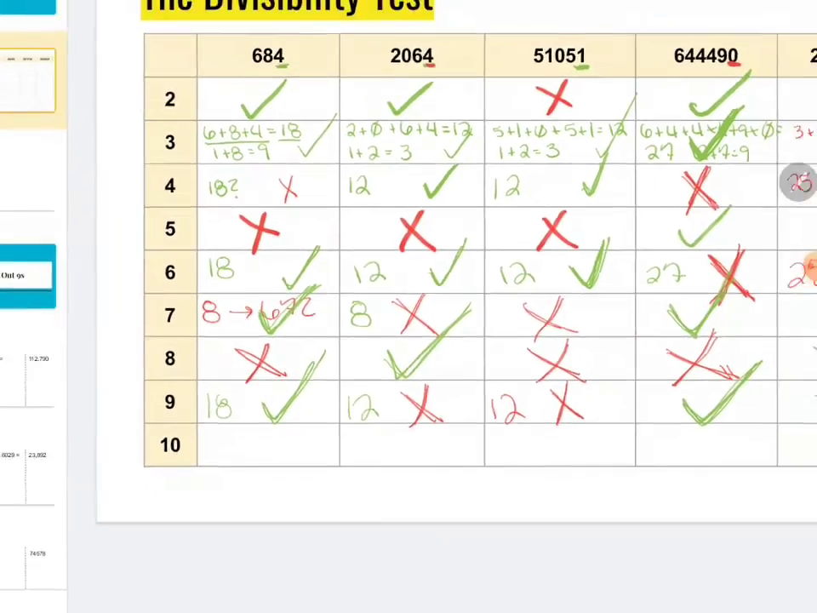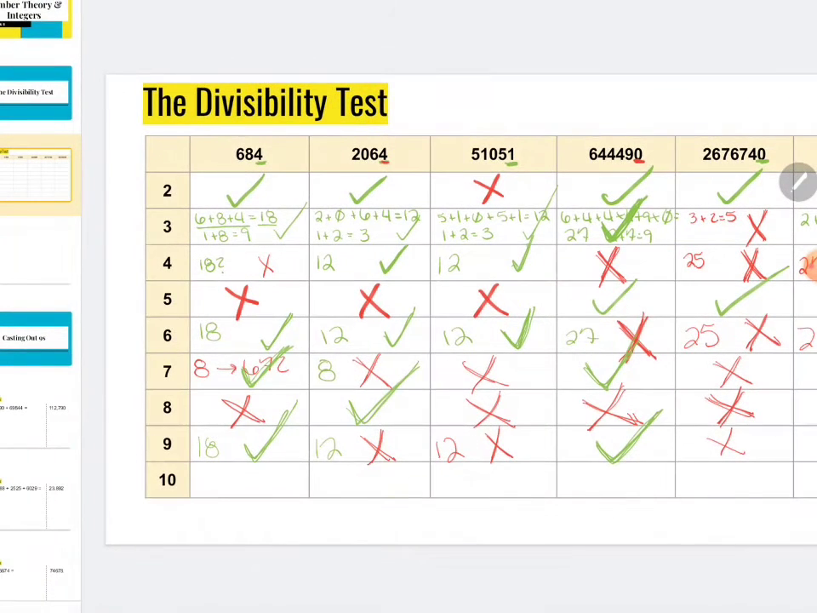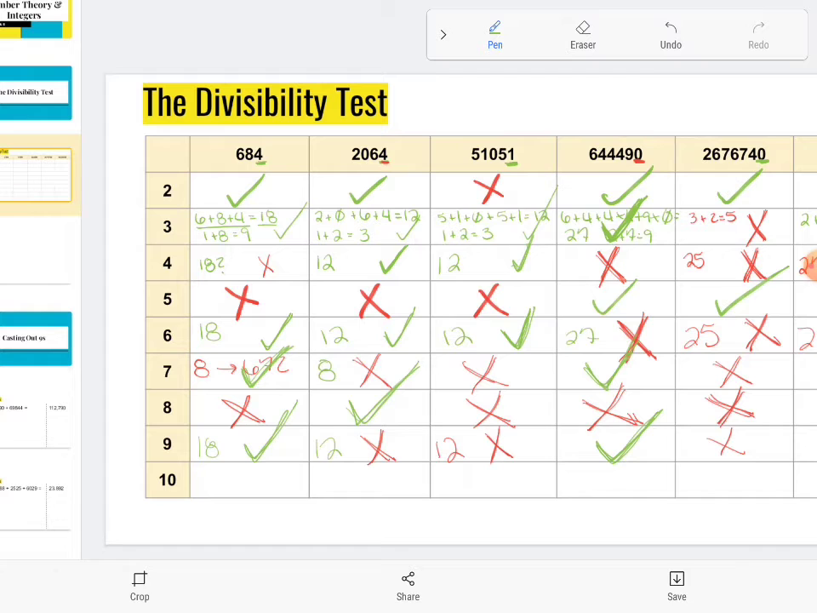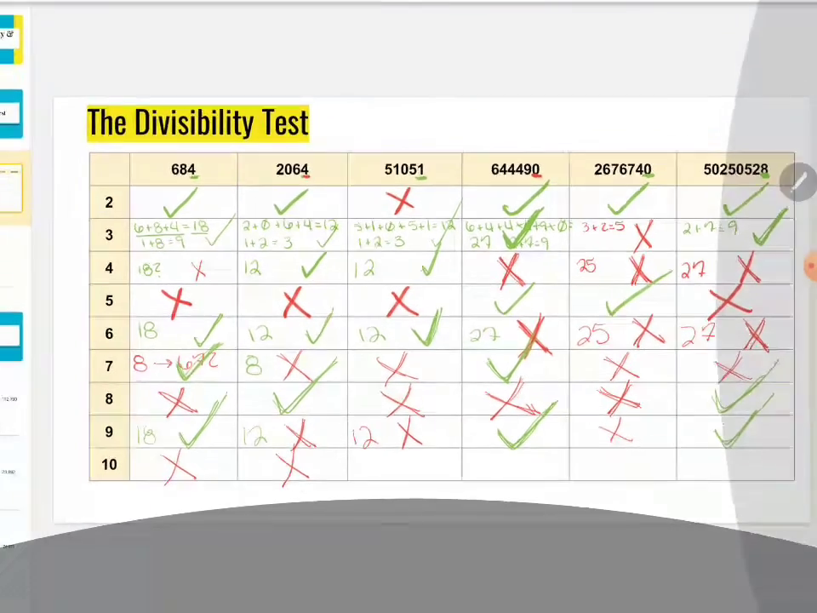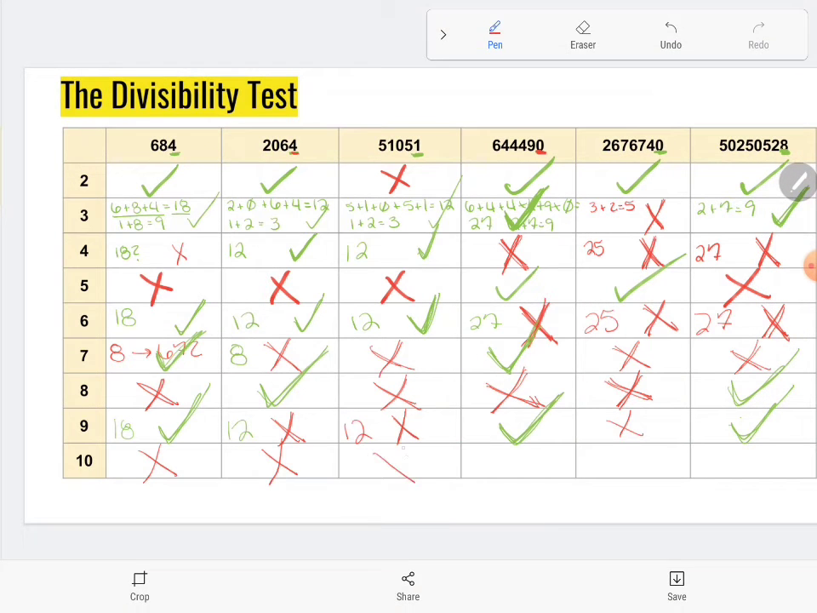For our next number, 10, we're simply looking for numbers that have a 0 in their ones place. If they do not have a 0 in their ones place, they are not divisible by 10. So 684 has a 4 in the ones place, not a 0, so it can't be divisible by 10. Our next number has a 4 in the ones place, so it cannot be divisible by 10. The one after that has a 1 in the ones place, so it cannot be divisible by 10.